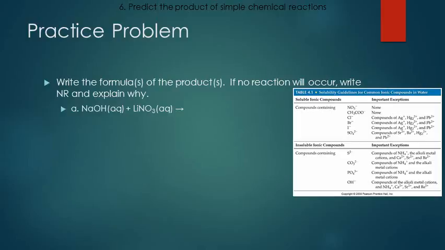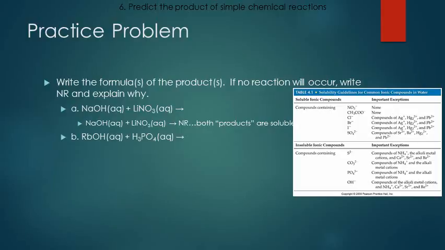First one, we have sodium hydroxide and lithium nitrate. This is going to be no reaction because both of the products that we might anticipate are soluble. We would predict sodium nitrate. Notice nitrates are soluble, there's no exceptions. We would expect lithium hydroxide. Hydroxide is listed as an ionic compound that's insoluble. However, notice one of the exceptions are alkali metal cations. Well, lithium is an alkali metal, so the alkali metal cation with hydroxide makes it soluble. So this would be no reaction.